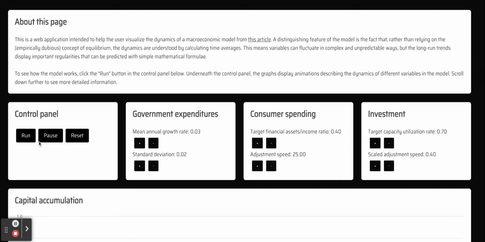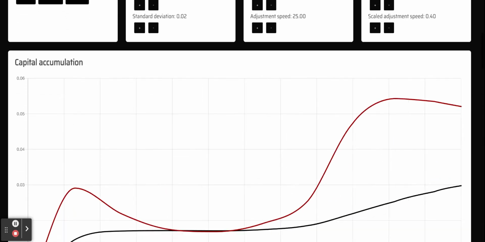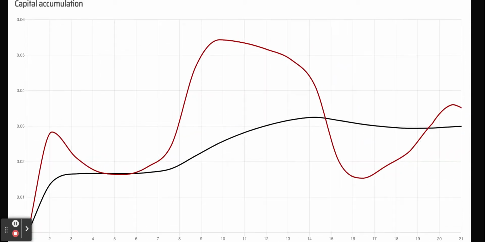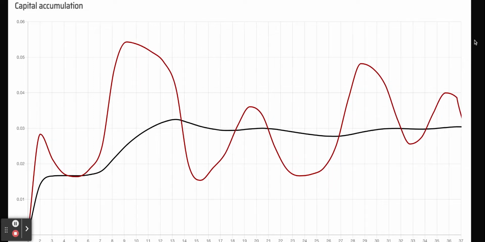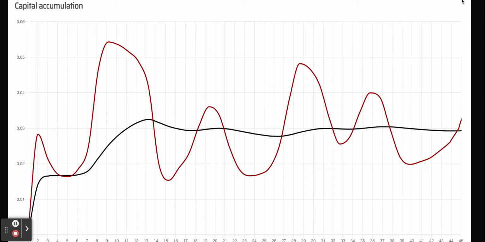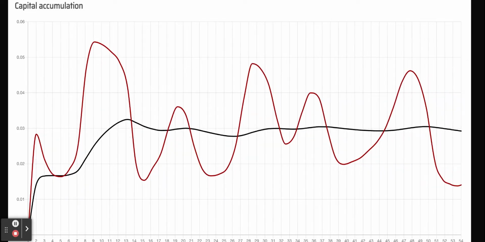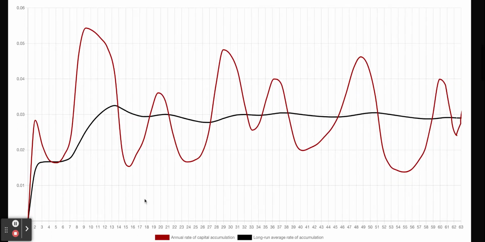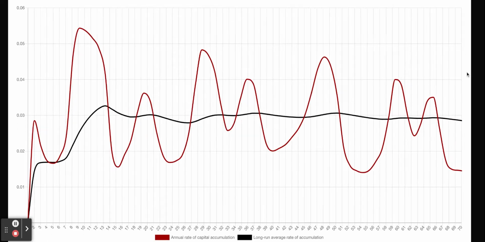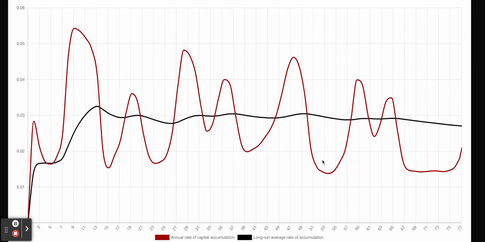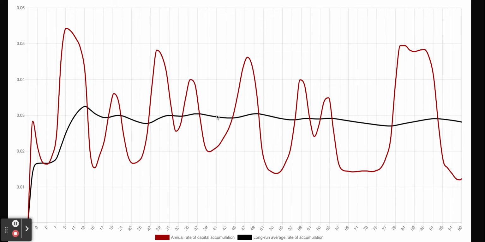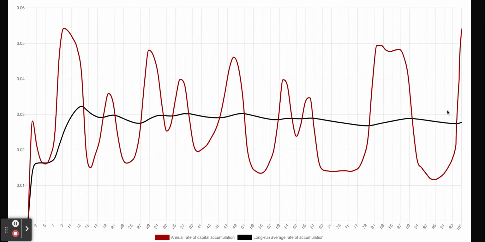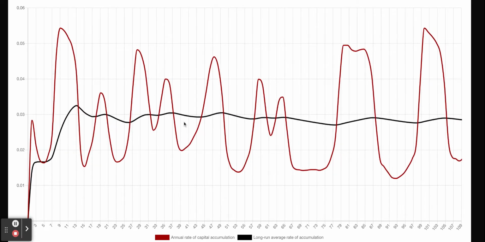So you can click Run, and then you have these animations below that describe the dynamics of what happens. This chart here is showing you the rate of capital accumulation. So this is essentially the rate of growth for the economy. And you can see it's fluctuating up and down. There's no regular pattern. It's pretty unpredictable. But if you look at this black line, that's showing you the long run average value. And if you look at it, it's about 3% per year.